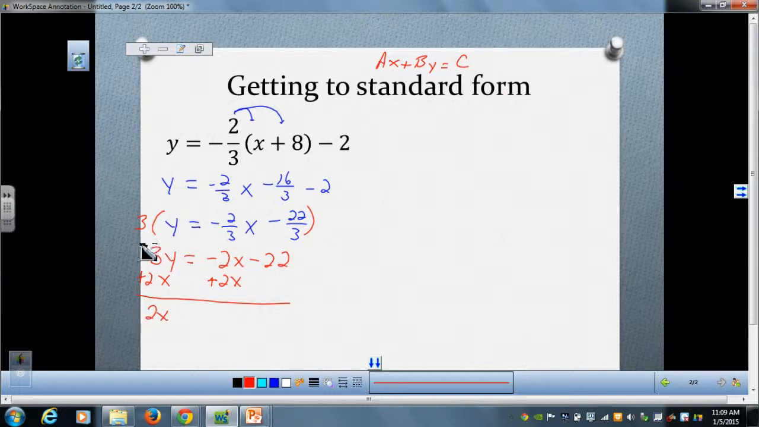All right, and remember these are not like terms, so I cannot combine them, but I can write them separately. 2x plus 3y equals negative 22. And now we have standard form. So really, it's just a 4-step process from start to finish if we want to go from point slope form all the way to standard form. 2 steps to get us into slope-intercept form, and then possibly 2 steps to get us into standard form.